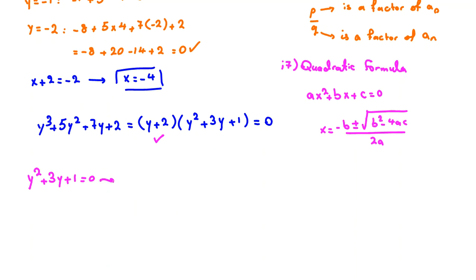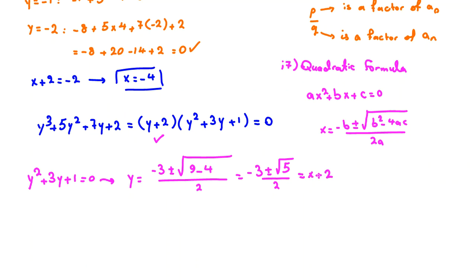And here we can say, okay, y equals negative 3 plus minus square root of 3 squared minus 4 times 1 times 1 over 2. So it will be negative 3 plus minus root 5 over 2. Now it is y. y was what? y was x plus 2.